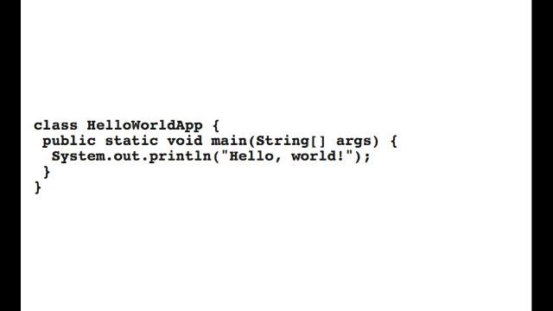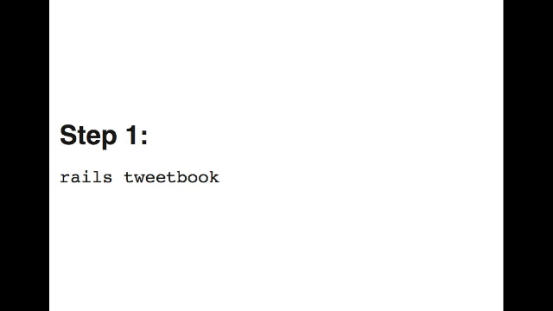So I'm going to show you really quickly how you would create a Rails application if you wanted to create one. And the application I'm going to create, I'm going to call Tweet Book because it's a status updating service of some kind. And it lets you post your status and look at lists of people's statuses.